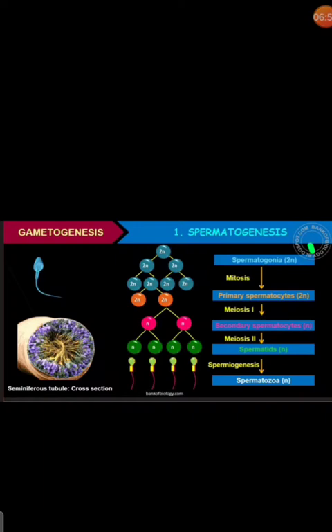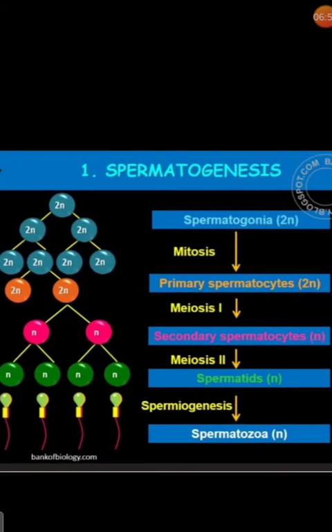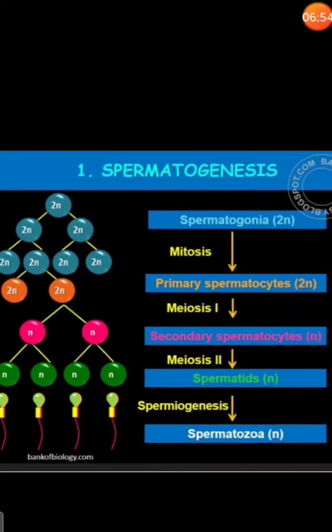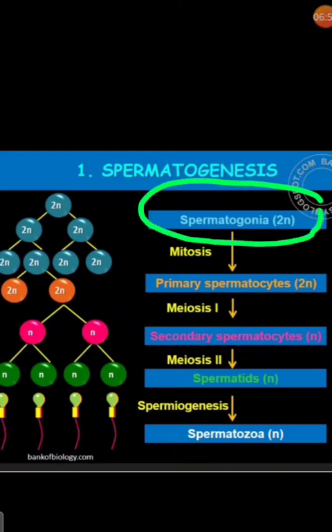So you can see here. The spermatogonia has 2n number, so it is the mother cell. It doesn't divide further. So it is the spermatogonia, think of it as the sperm mother cell, don't think of it as female. So it is the sperm mother cell.